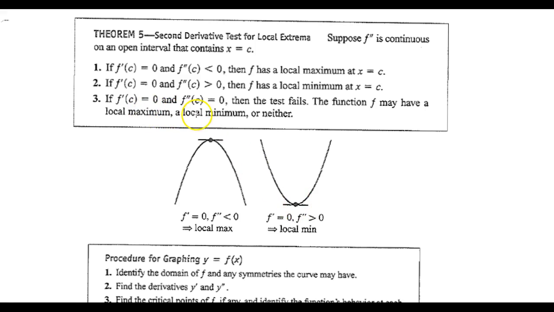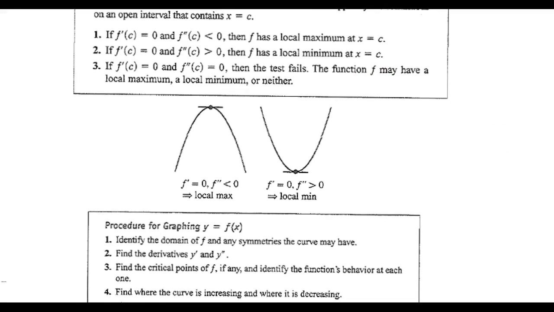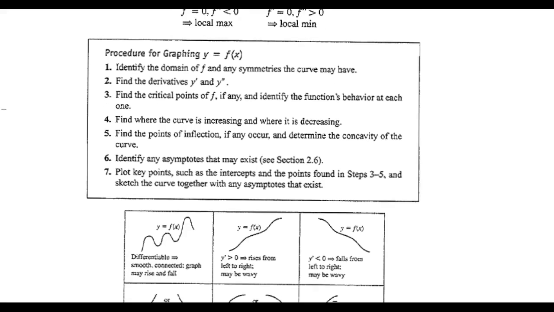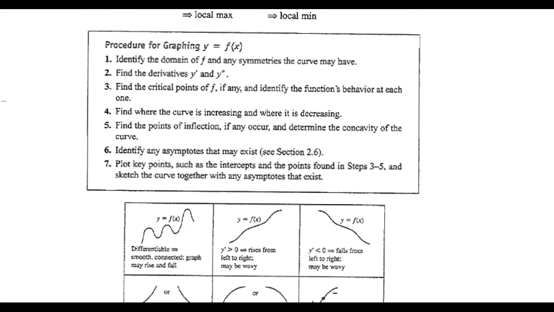If they're both 0, then you can't use this second derivative test. The function at x equals c could be a local maximum, a local minimum, or neither. So that's the second derivative test. And then the procedure for graphing a function.